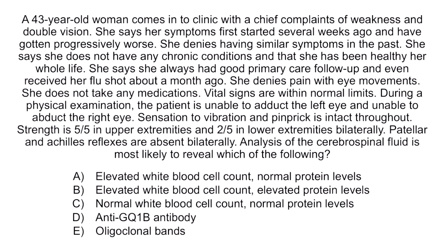Elevated white blood cell count, normal protein levels. B. Elevated white blood cell count, elevated protein levels. C. Normal white blood cell count, normal protein levels. D. Anti-GQ1B antibody. Or E. Oligoclonal bands. Now the correct answer here is D. Anti-GQ1B antibody. You most likely narrow down the differential to either multiple sclerosis or a variant of Guillain-Barré syndrome.